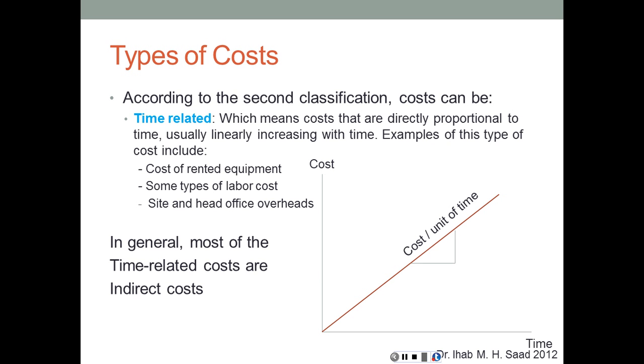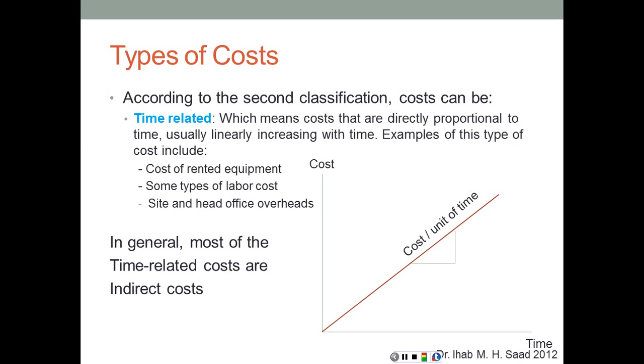Examples of this include the cost of rented equipment, some types of labor costs like indirect labor, cleaning, for example, a security guard, a secretary on site, and including site and head office overheads. In general, most of the time-related costs are indirect costs. So far we talked about once only, which is mostly indirect, and time-related, which is also mostly indirect.